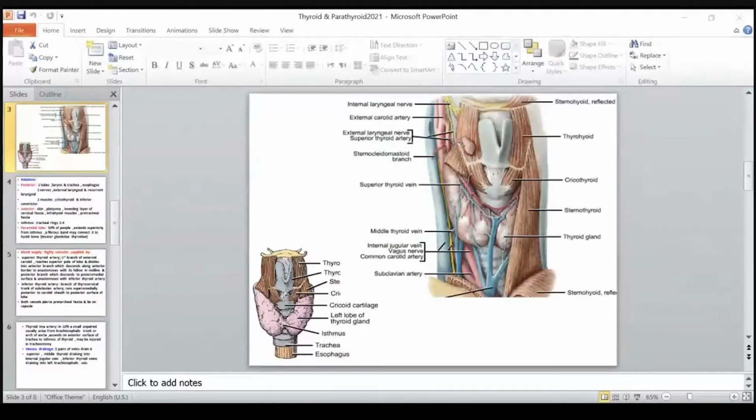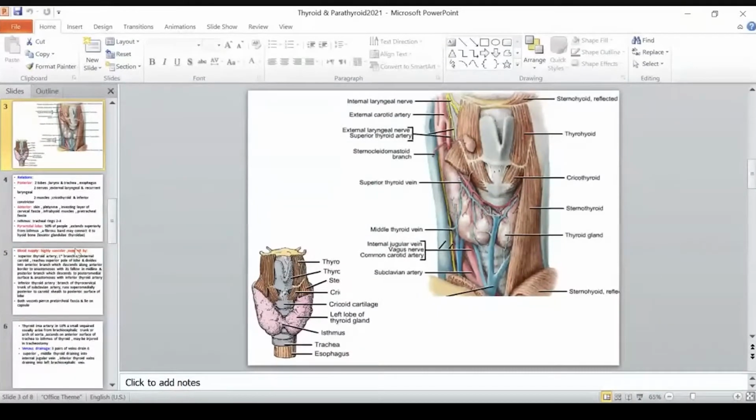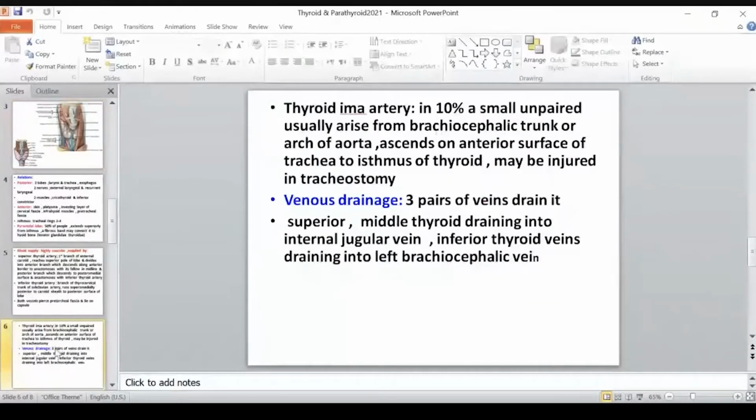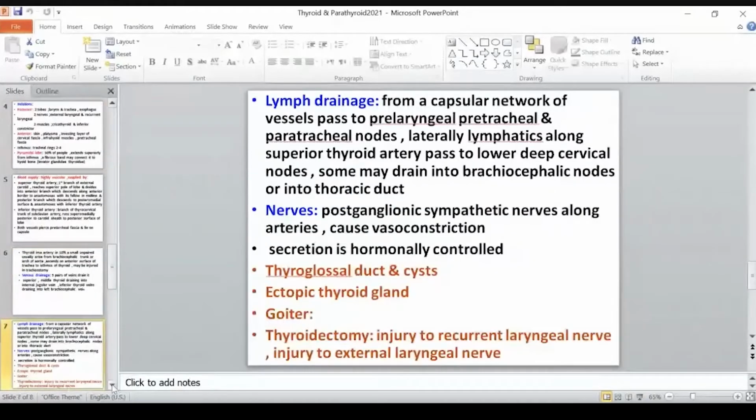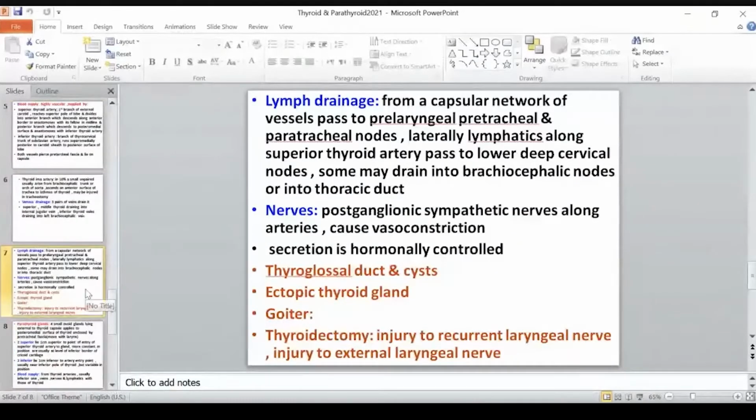And once you remove the intubation tube after the surgery, then the patient might go into suffocation. If the injury is on one side, then this leads to hoarseness of voice. One side of the vocal cords will be injured, leading to hoarseness of voice. So thyroidectomy might lead to injury of the recurrent laryngeal nerve and injury to the external laryngeal nerve.